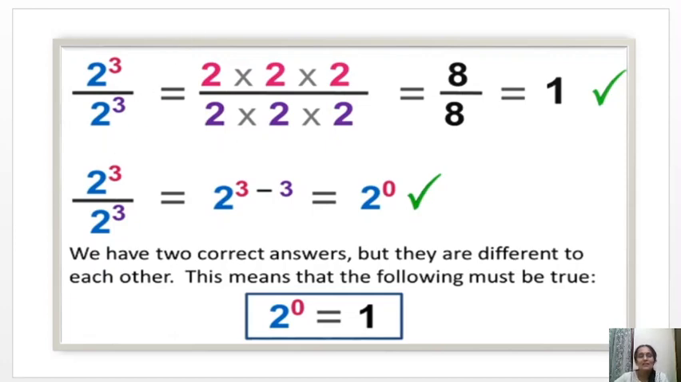Now, what do you mean by 2 power 3 divided by 2 power 3? You know what is 2 to the power 3: 2 is multiplied 3 times. Here the numerator is multiplied 3 times and the denominator is multiplied 3 times. The denominator is in purple color, the numerator is in pink color, but the numbers are the same. Cancel 2 or multiply now. It is 8 divided by 8. The answer is 1.